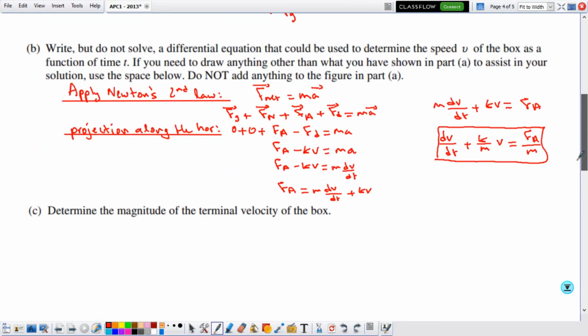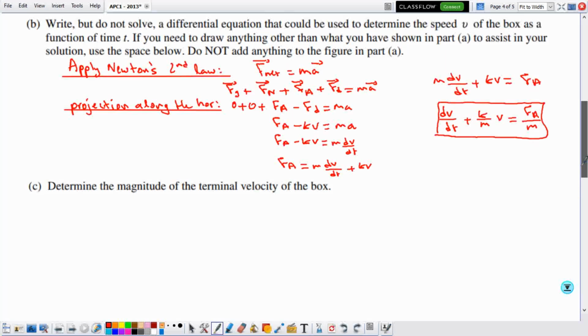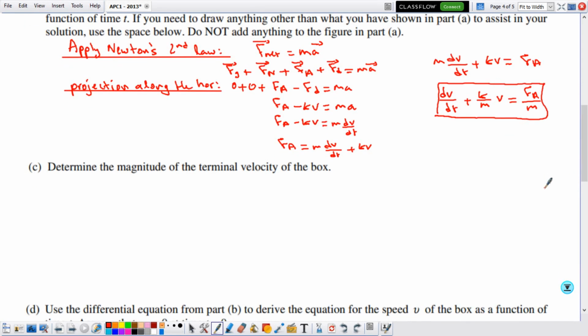Now determine the magnitude of the terminal velocity of the box. Now the terminal velocity can be determined by two methods. Either if we have the solution v explicitly as function of time, we take the limit t tends to infinity. However, in this case we didn't solve the differential equation yet, so another way to do that is by considering the terminal state. So we can say at the terminal velocity, the forces are balanced.